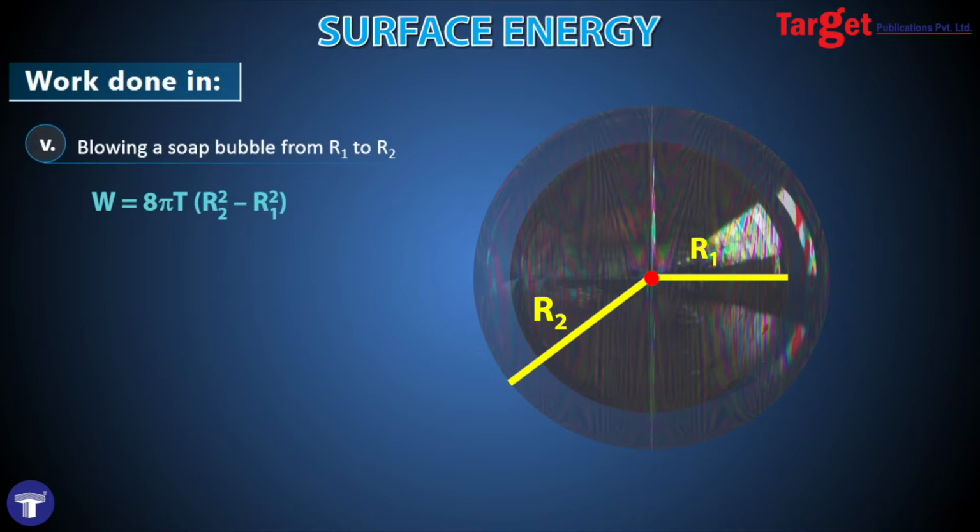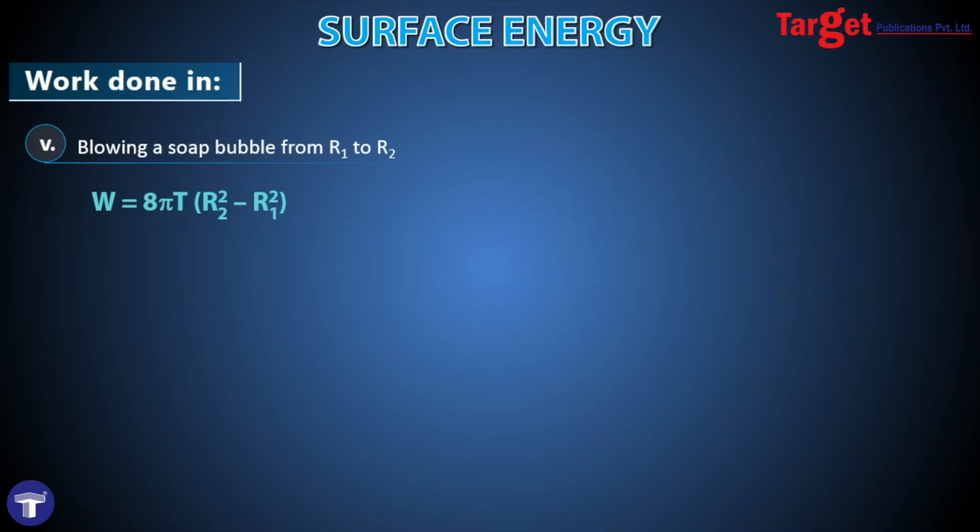And therefore the total increase in surface area when I blow a soap bubble from R1 to R2 will be double that in case of a drop. It will be 8 pi T (R2 square minus R1 square), because I am considering the increase in surface area first for the inner free surface and for the outer free surface as well.